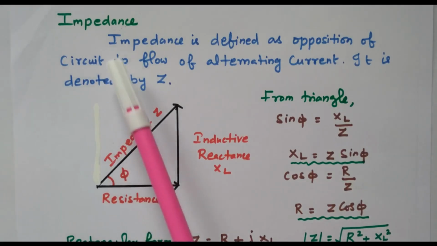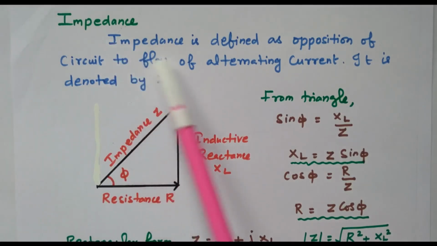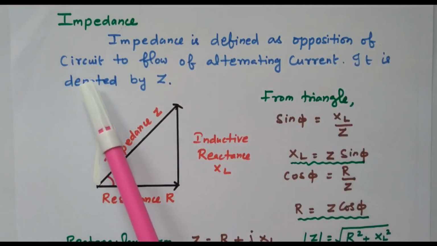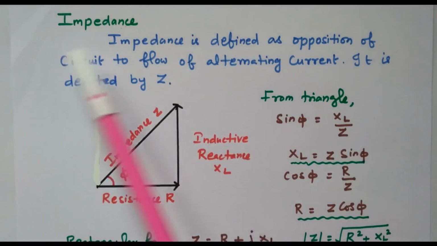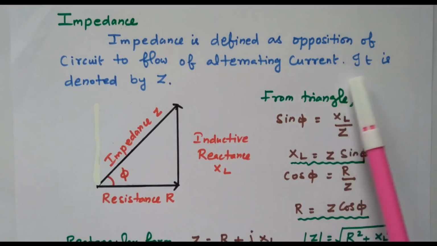So we'll find the impedance for this RL circuit. The impedance is nothing but opposition of the circuit to flow of alternating current. It is very similar to resistance. Here we have an inductor available. So inductive reactance and resistance combined is known as the impedance. It is denoted by Z.